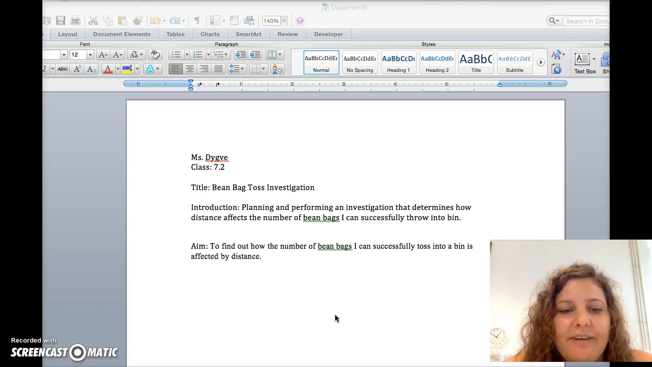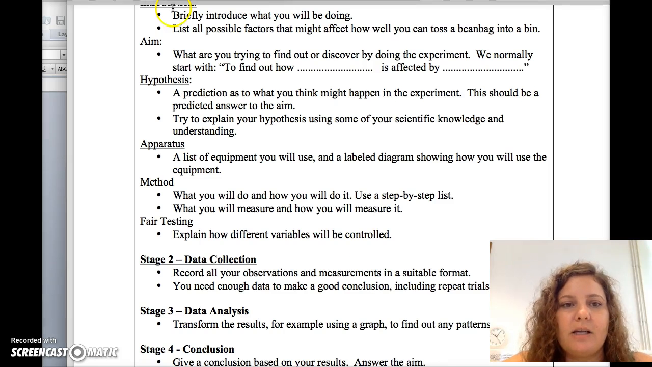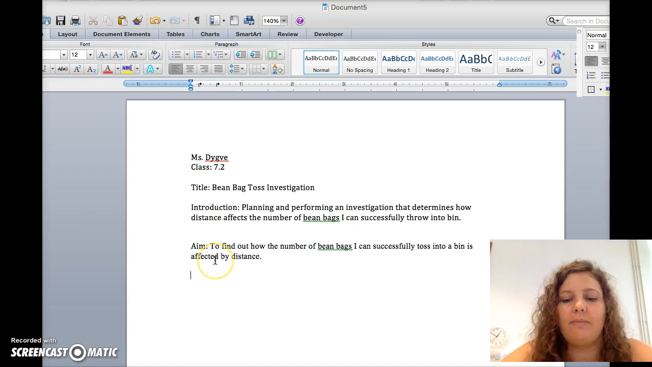All right, so you should have your aim written down, and now we're going to go ahead and look at the beanbag toss investigation. After aim comes hypothesis. A hypothesis is an educated guess, a prediction as to what you think might happen. So if we go back to our lab, we're going to write the word hypothesis. So I like to use if, then, because.